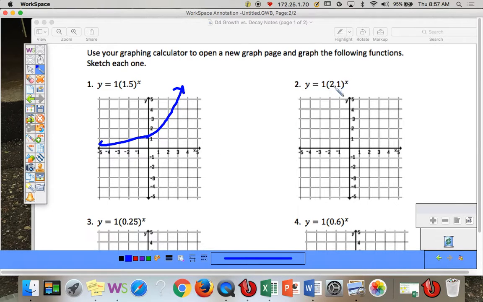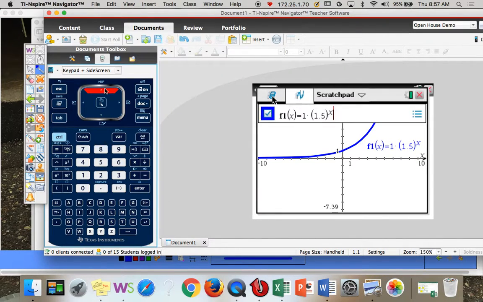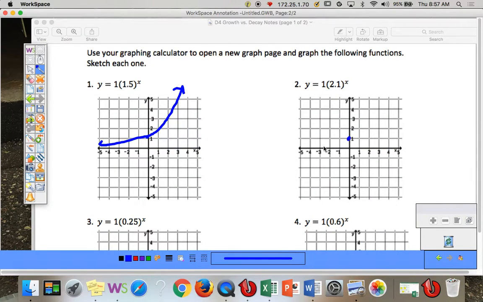Okay, how about this? 1 times 2.1 to the x. So I'm going to hit tab to go up and edit the equation that I had. Let's delete this and put 2.1. And we can see that's a little bit steeper. Okay, still goes through 1 though. So it goes through 1 because that's our starting value, but then the 2.1 makes it steeper.